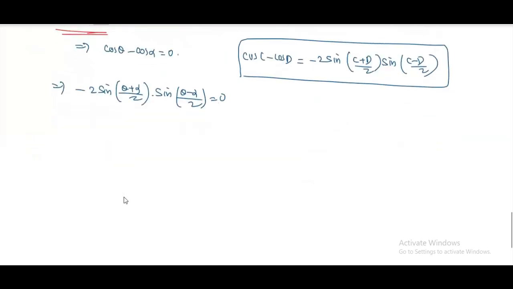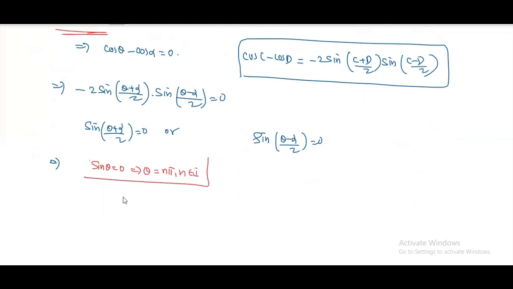is equal to 0. The product of these two is 0, which means either sin of theta plus alpha by 2 is equal to 0, or sin of theta minus alpha by 2 is equal to 0. If any one of these is 0, the product is also 0, or both can be 0. We know that sin theta is equal to 0 means theta is equal to n pi, where n belongs to integers. We apply this to both.